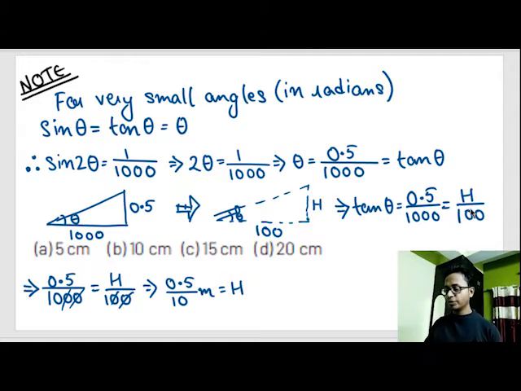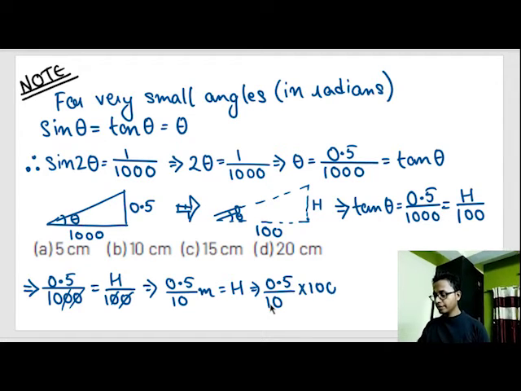Now let's see the options. The options are all given in centimeters, so we have to convert our meters to centimeters. How do we do that? 0.5 by 10 into 100 is equal to h, so h is equal to 5 centimeter.